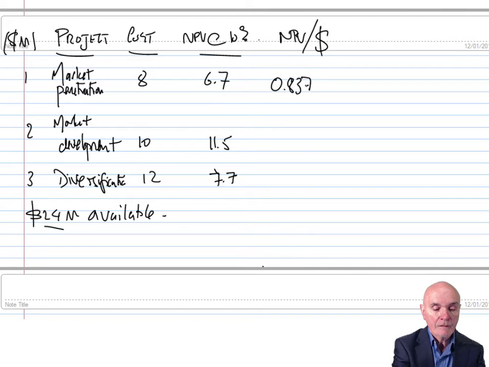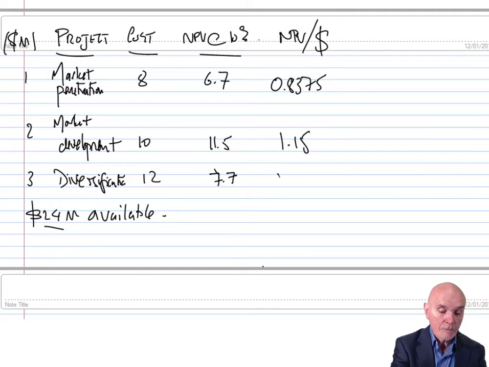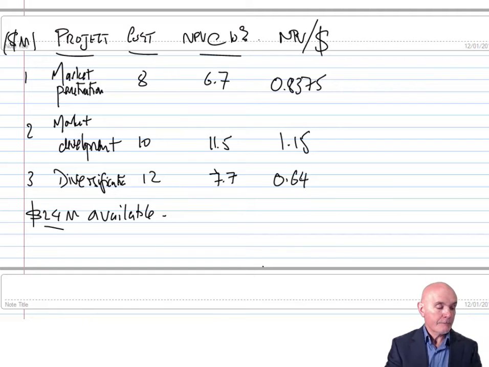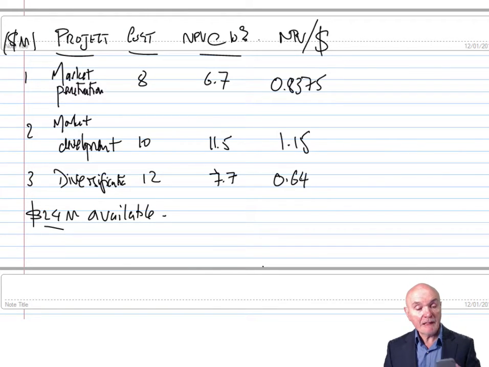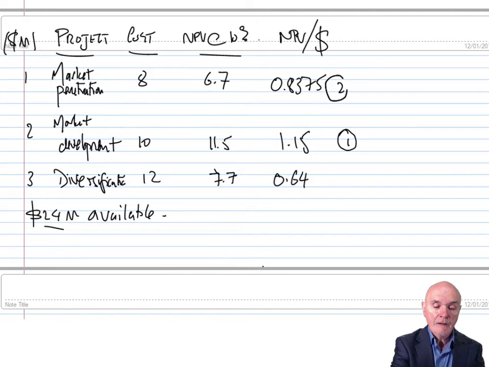So that is 0.8375. And then the next one's going to be 11.5 divided by 10, 1.15. And the next one's going to be 7.7 divided by 12. So per dollar invested there, we're going to have 0.64. And this gives you a pecking order. It's saying for every dollar you put into project 2, is yielding 1.15 in NPV. That's definitely the best. Then the next good one is number 1. And then finally, there's number 3.